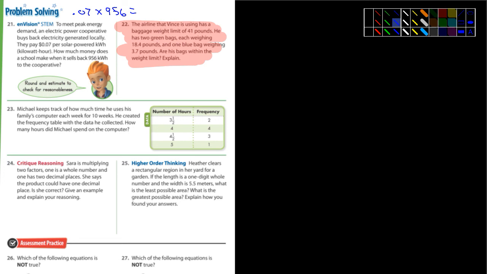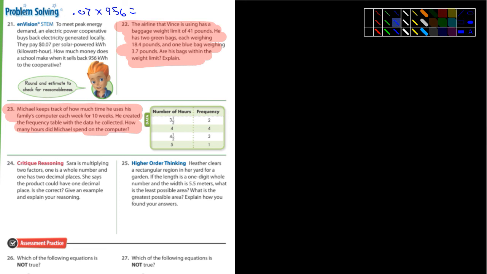23, Michael keeps track of how much time he uses on his family computer. For 10 weeks, he created the frequency table. In other words, how much time he uses. How many hours did Michael spend on the computer? Yeah, you guys can do that one too. I like that one also. I'm going to highlight that one. Whoops. Need my highlighter here. 23, you can definitely do that one. Okay. Yep, worth a stick also.